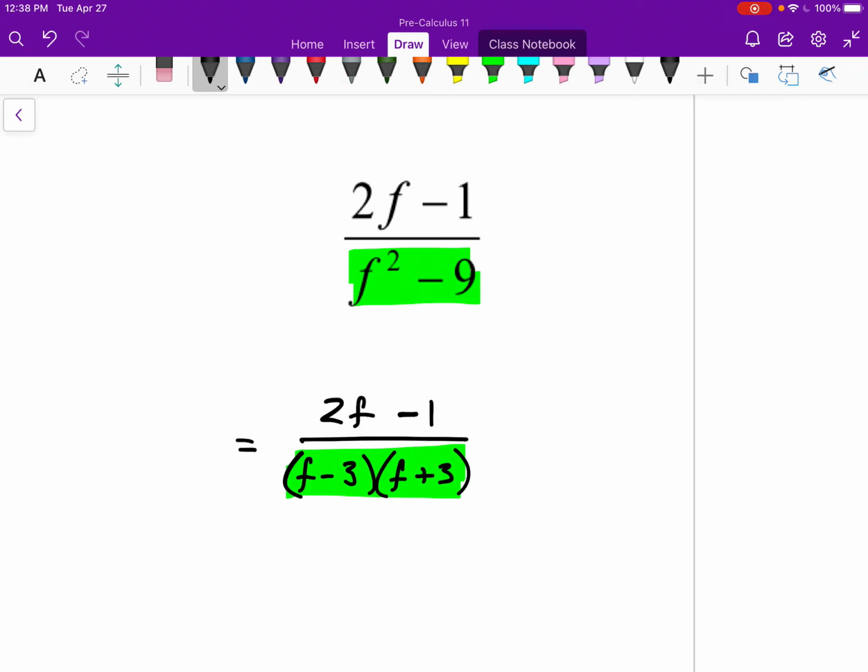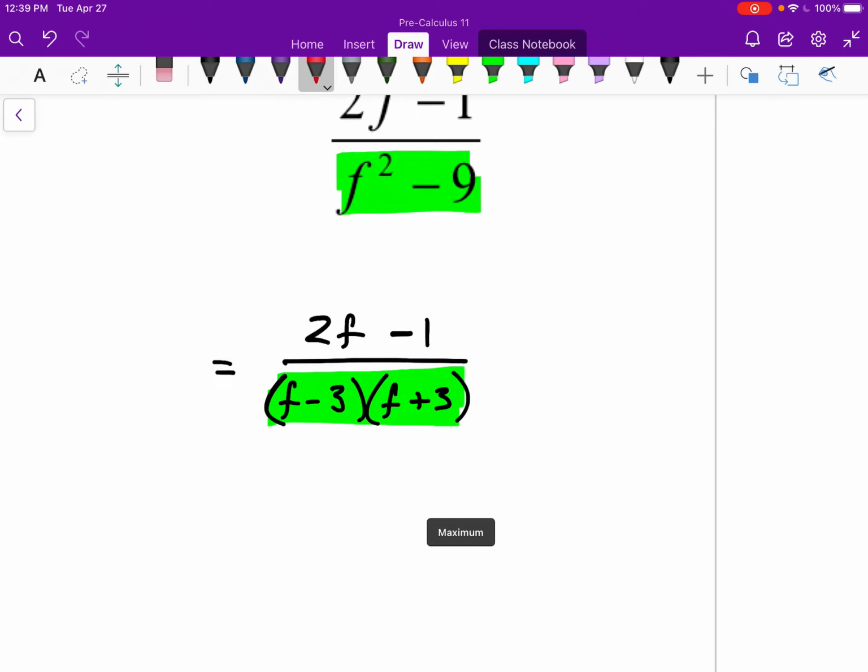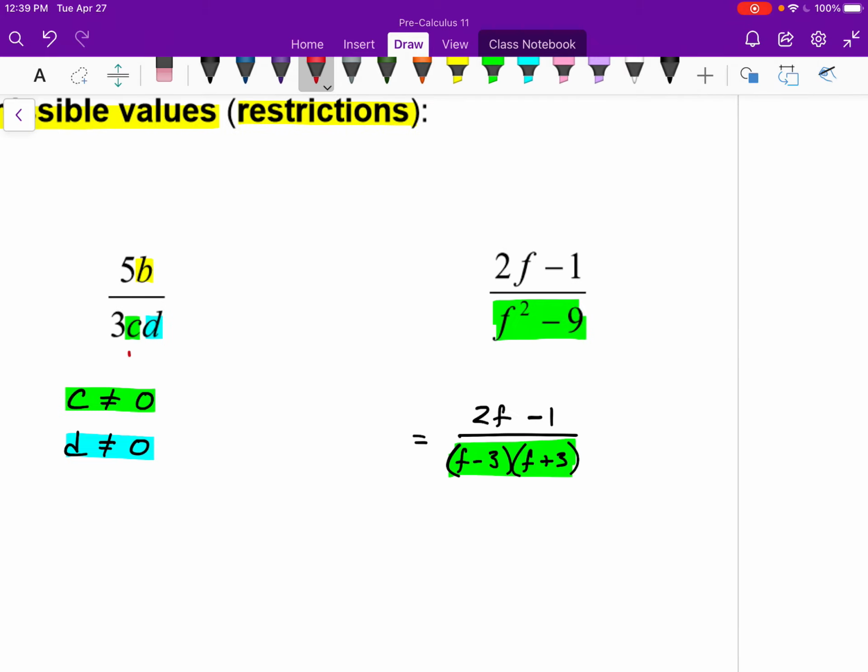All right, so what I wrote down isn't any better in itself, but it does make it easier to see my restrictions. Because again, if I look back to the previous example, I could just tell right here, as soon as c or d equaled 0, the whole denominator must equal 0, because it's 3 times c times d. Those are all factors.